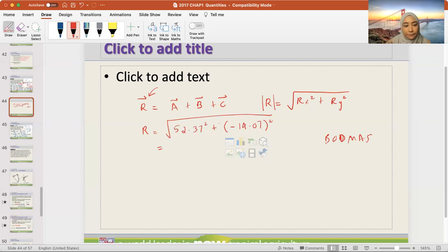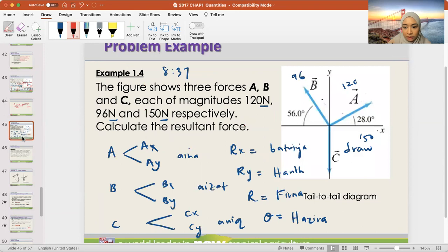Rx squared is 52.27? Oh, sorry, I misheard. Okay, 52.27. Thank you. 54.13. Okay. So does this give me the magnitude, or does it give me the direction for now? Magnitude. Yes. Thank you. Okay, you got it. Okay, next one, Hazira.